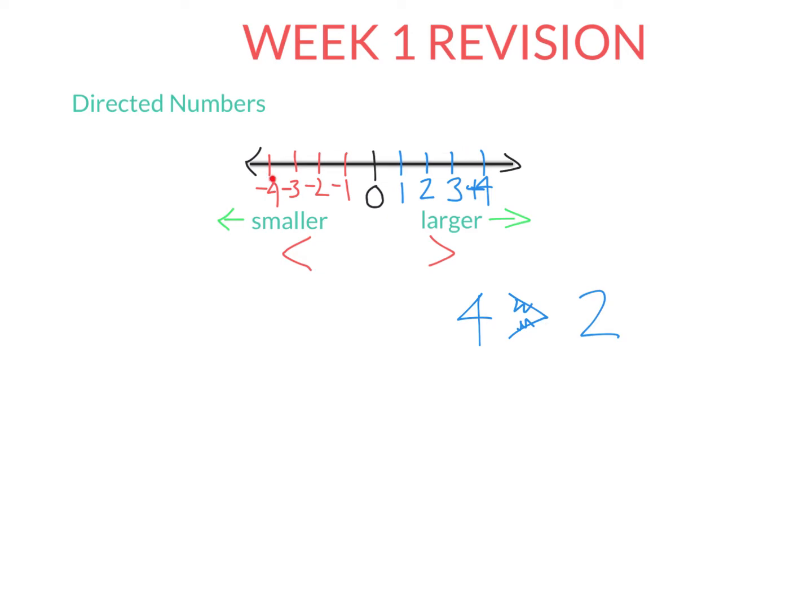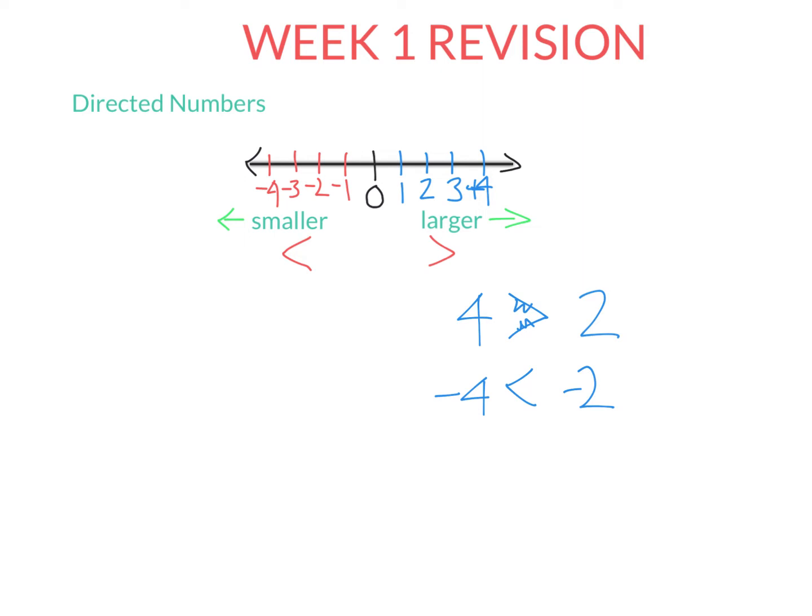But if we start looking at negatives, the sign reverses. It turns out negative 4 is actually less than negative 2. So again, the crocodile eats the larger number. Here, negative 2 is the larger number. So why is that? Well, numbers to the right are larger. 4 is greater than 2 because 4 sits to the right of 2. Negative 4 is less than negative 2 because it's actually to the left.